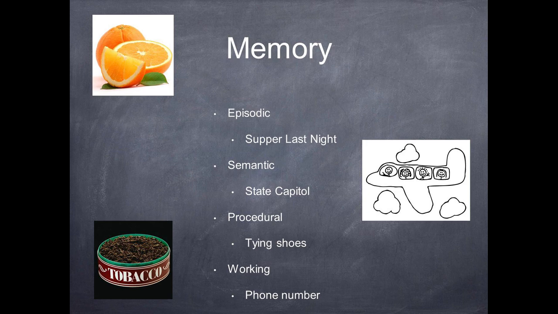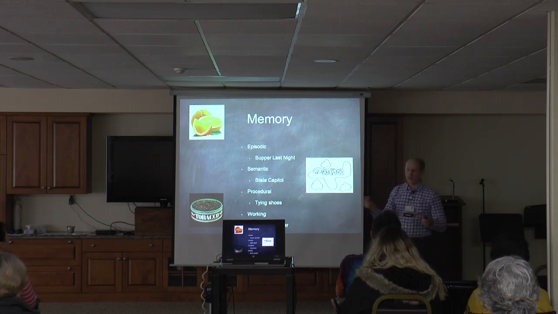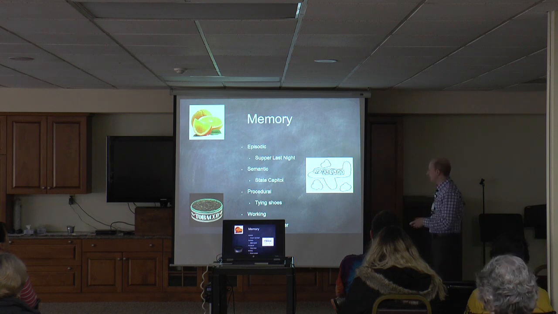So there's episodic. This is remembering what you had for supper last night, or what you did with Joe over the weekend. That's episodic memory. Semantic memory is the stuff where we had to memorize state capitals in school, kind of rote memory. There's procedural memory, like tying shoes, muscle memory. And then working memory. This is the stuff of, hey, when you're going to the fridge, get me milk, just quick in, quick out, no need to really keep it for any length of time.